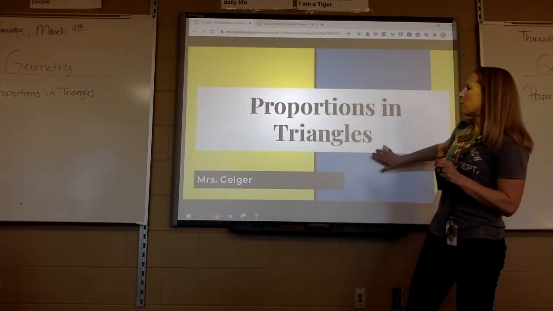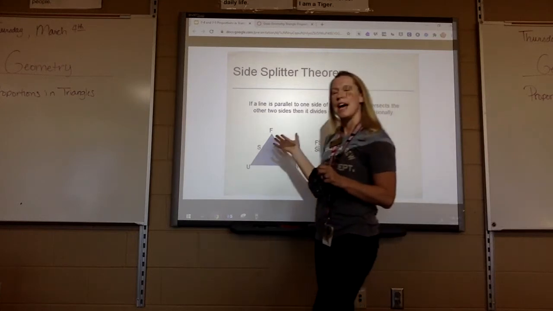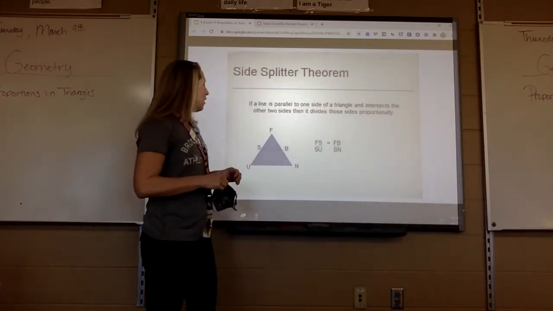So we're going to talk about proportions in triangles. This is the side splitter theorem.